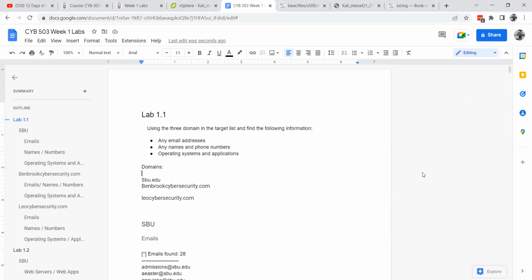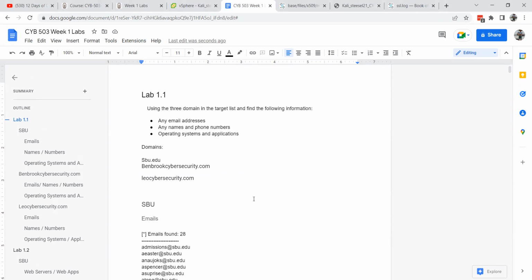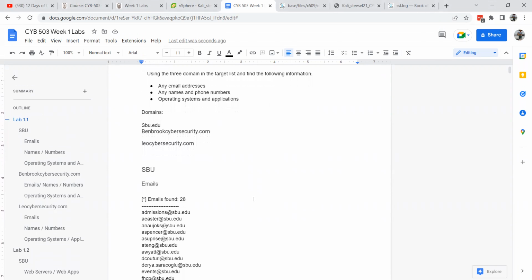So starting off with Lab 1.1, we were given 3 domains, and we had to find the following: email addresses, names, and phone numbers, and operating systems. Here are the 3 domains. We've got SBU, Binbrook Cybersecurity, and Leo Cybersecurity. So we're just going to start from the top.